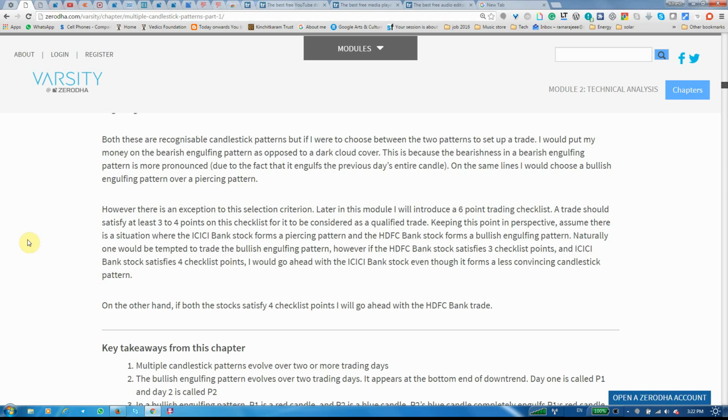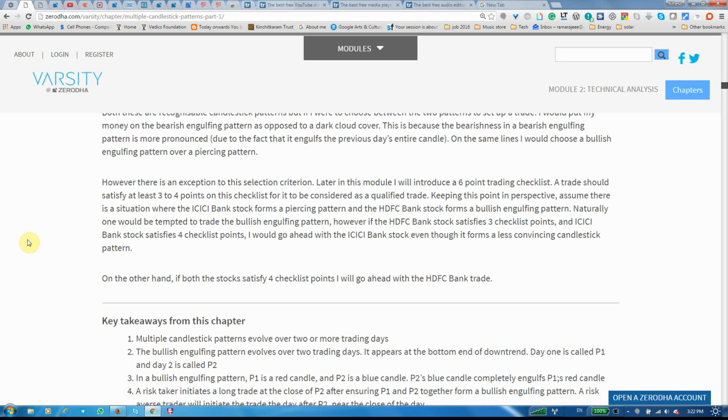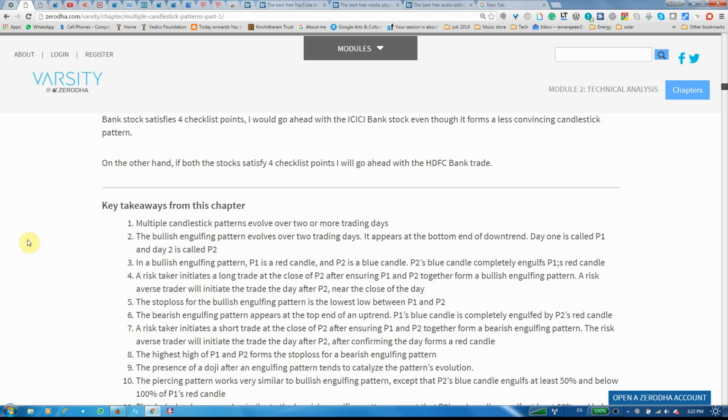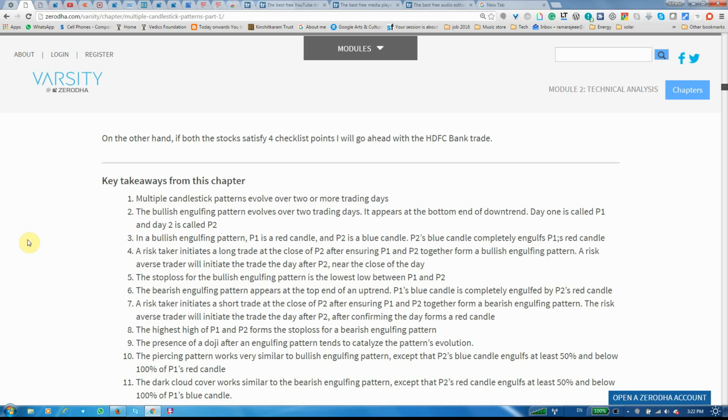Naturally, one would be tempted to trade the bullish engulfing pattern. However, if the HDFC Bank stock satisfies 3 checklist points, and the ICICI Bank stock satisfies 4 checklist points, I would go ahead with the ICICI Bank stock even though it forms a less convincing candlestick pattern. On the other hand, if both the stocks satisfy 4 checklist points, I will go ahead with the HDFC Bank trade.